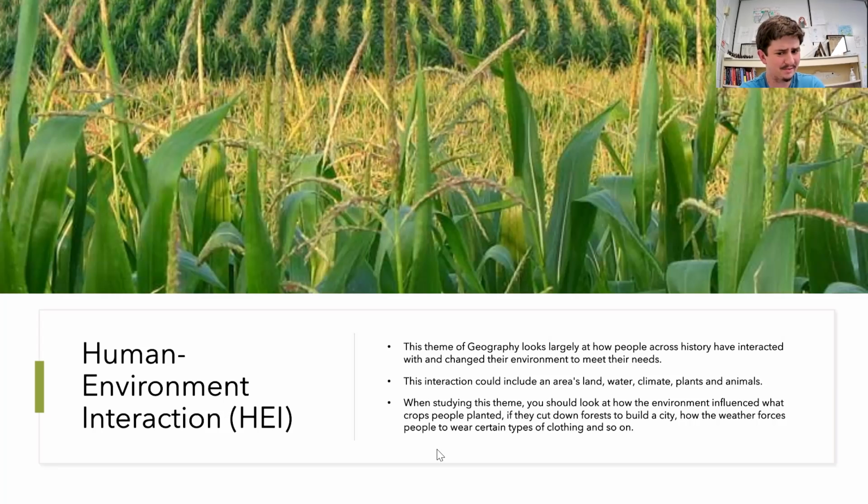When we're looking at this theme in particular, we're usually looking at how the environment has influenced what people did. So how did living in the Midwest influence what crops people planted? Did they have to cut down a forest to build their city? Is the weather the same? Is it unpredictable? What is the weather like there? What kind of clothes do they have to wear because of where they live? And so on. So human-environment interaction is simply, how do people interact with their environment?